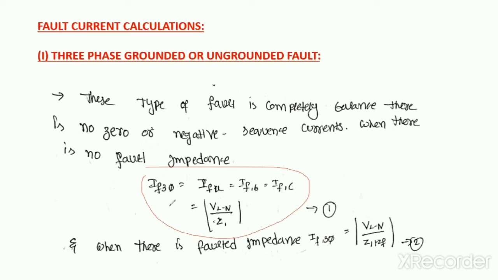That means IF three phase is equal to VL divided by Z1. Consider this equation number 1. If there is a fault impedance, then IF three phase is equal to V divided by Z1 plus ZF. This is equation number 2.